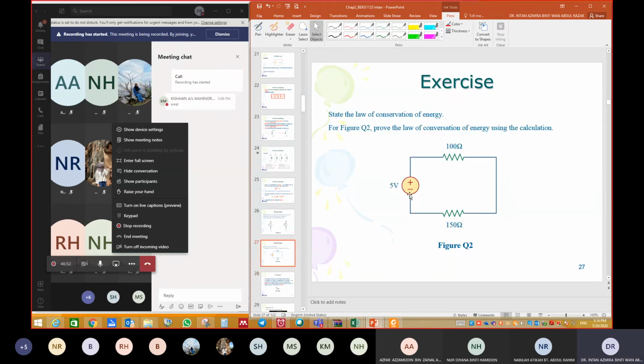Okay, you can try this question. The power for 100 ohm plus the power for 150 ohm must equal the power of the 5 volt. So the power supplied by this 5 volt must be equal to the power absorbed by 100 ohm plus the power absorbed by 150 ohm. Please calculate the power absorbed by 100 ohm now.